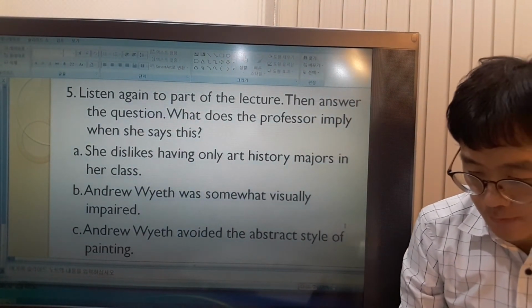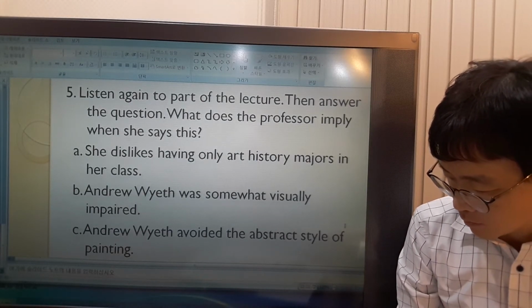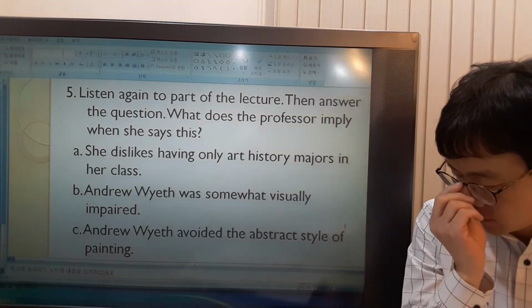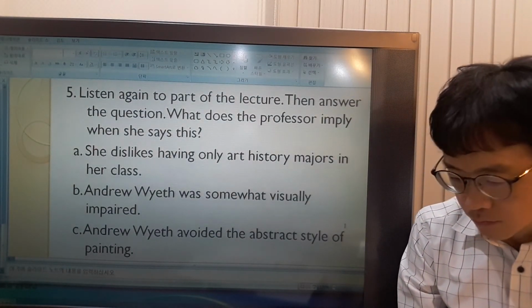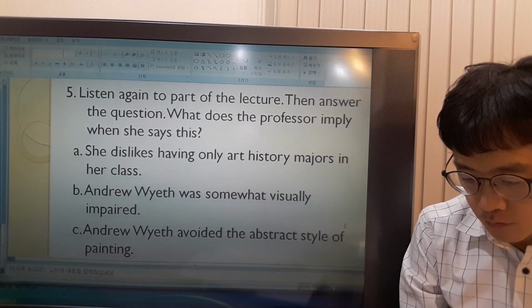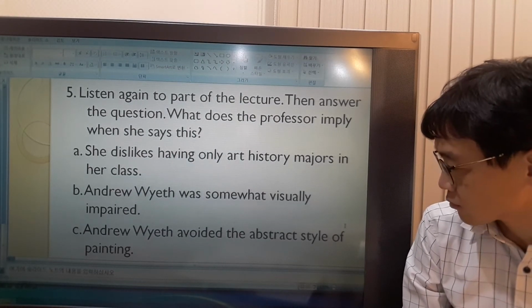Much of his work is, incidentally, based on the landscapes and people in those two states. Wyeth is known mostly as a realist. So for you non-art history majors in this class, that means that he basically painted whatever he saw exactly as he saw it.